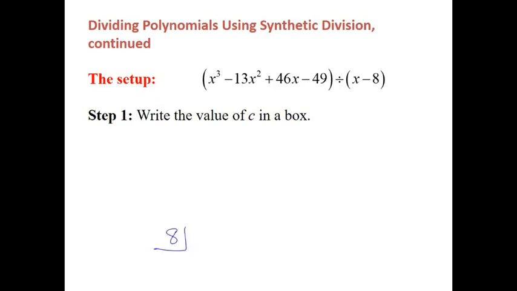Now in this case, it's what x would be if you made that 0. So it's always the value of the factor. If I set the factor equal to 0 and solved it, that's the value you write in the box. You don't write a negative 8, you write a positive 8. Then I only write the coefficients, or the numbers in front of the variables.